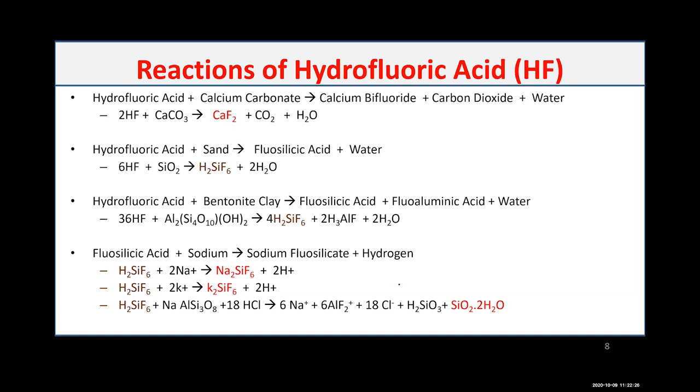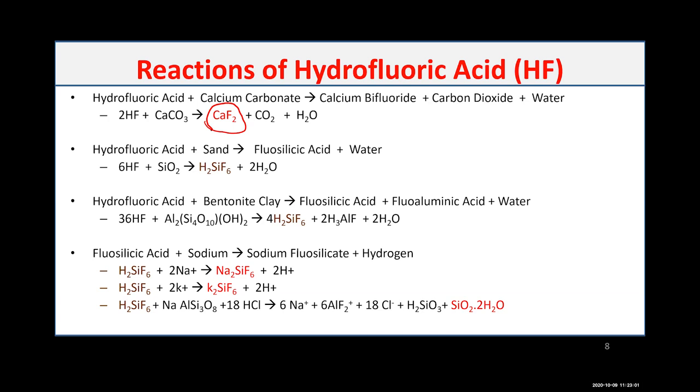Let me look at the reaction products of HF. Here I'm showing the ability of HF to dissolve. If we react it with a calcium carbonate formation, HF plus calcium carbonate will give you calcium bifluoride plus CO2 plus H2O. Calcium bifluoride is known as a precipitate material. It will precipitate immediately. So if you use HF and it reacts immediately with a calcium carbonate, you will have damage and you will end up damaging your well.